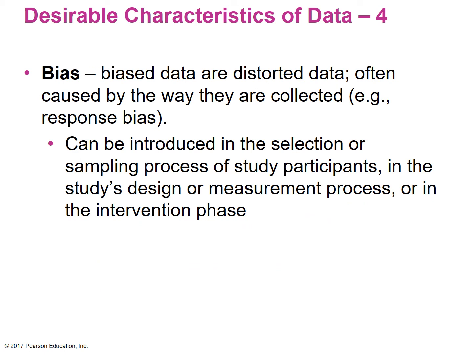Okay, bias. Look at the definition. Biased data or distorted data often caused by the way they are collected. Right? That's going to be response bias. So we want to make sure that we're not doing anything, or the characteristics of our instrument isn't doing something that's going to influence the way a person responds to that question.